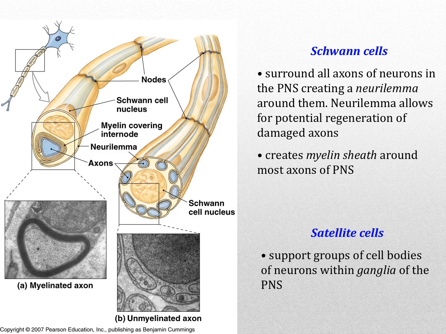If you take a look at that image there, you see the neurilemma on the outside. It's an extra sheath. It surrounds all axons of neurons in the PNS. What it's going to do is allow regeneration of damaged axons, as long as the soma is not damaged. So that's kind of special, because this neuron can regenerate because of the neurilemma.